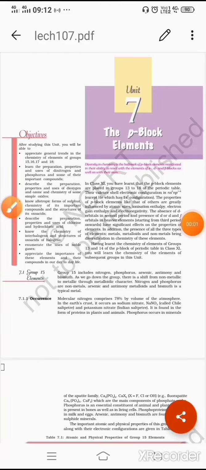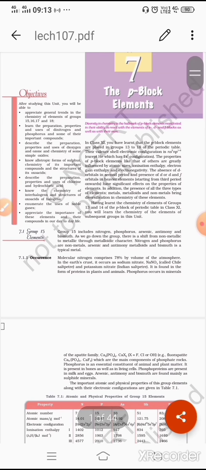So here we are going to discuss those elements in which the last electron enters into the p subshell. The elements in which the last electron enters the p subshell are known as p block elements. The general configuration is ns2 np1 to 6. All the elements of groups 13 to 18 in the periodic table belong to this block.